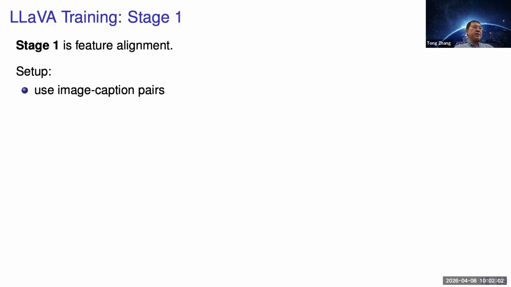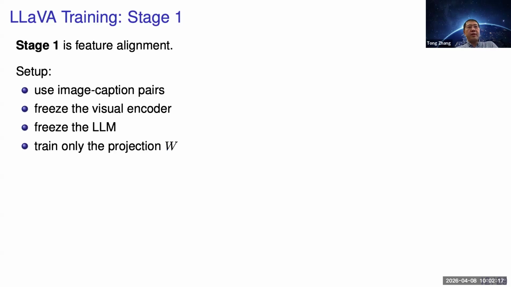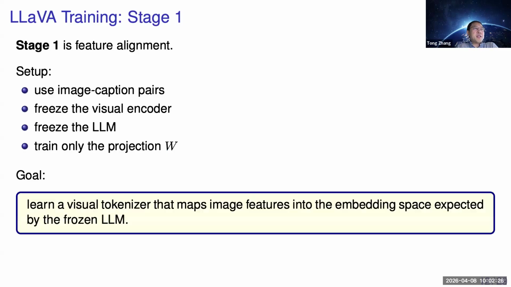So correctly, using caption pairs, you freeze the visual encoder and freeze the LLM. You just want to train this W connector, the projection W, so that your visual tokens look more like text tokens. So you learn a visual tokenizer that maps image features into the embedding space expected by the frozen LLM. This is the first stage. It just makes training easier, and you can call that a pre-train of W.